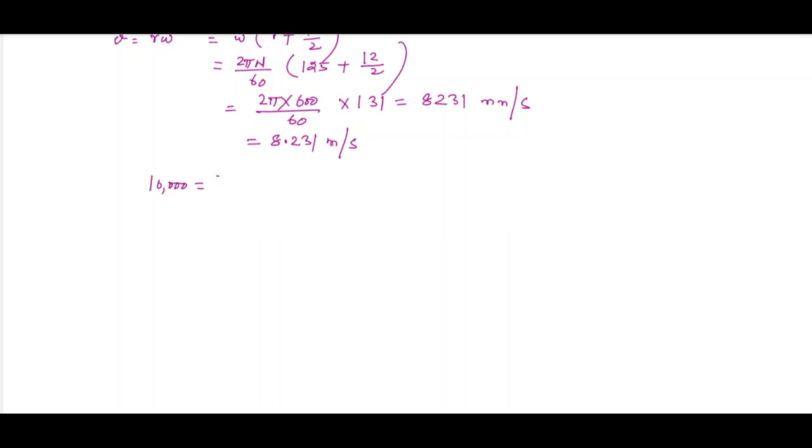So it is 10,000, which is equal to (T1 minus T2) into V, which is 8.23 meter per second. So T1 minus T2 is your 1215 newton if you solve.